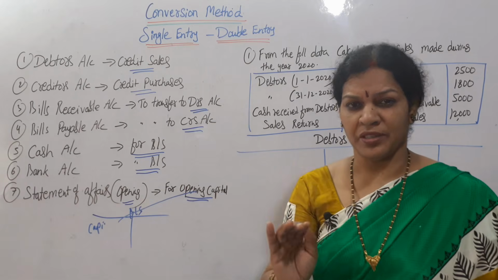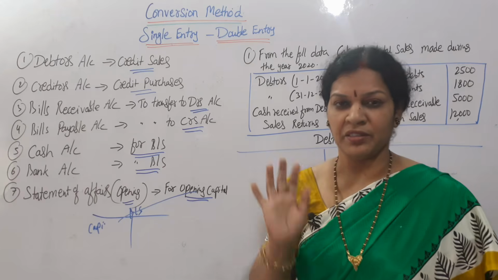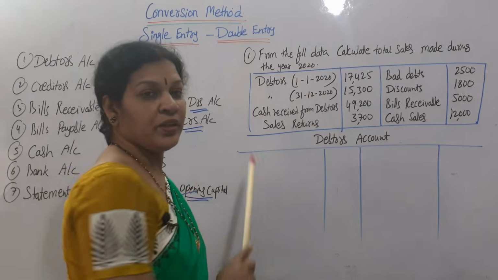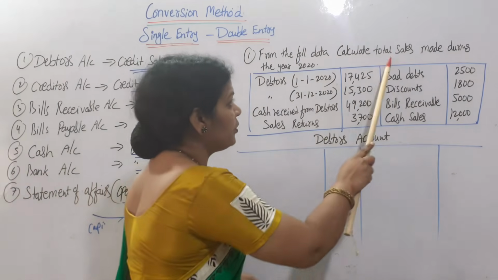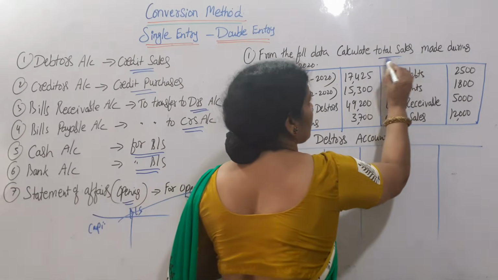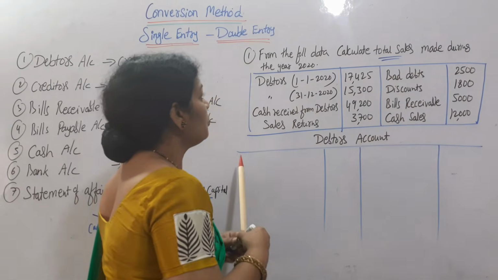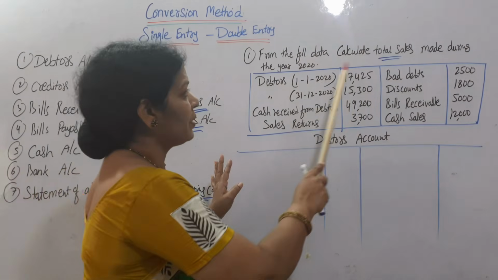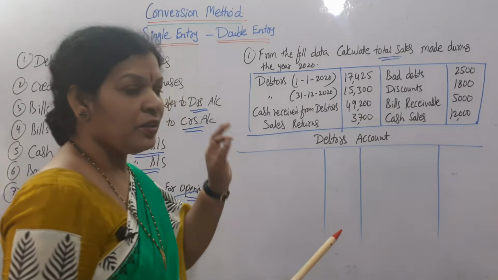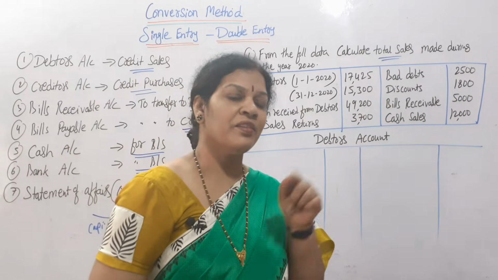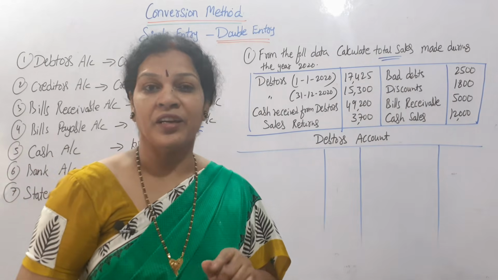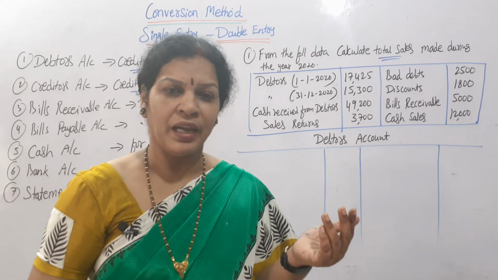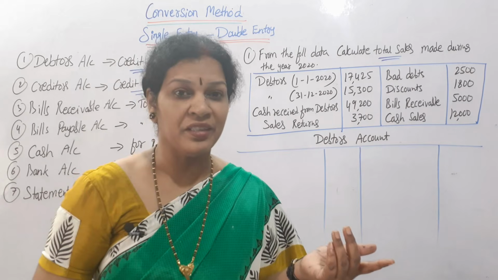To make you understand, I have taken a small problem in this class. See, this is the problem. From the following data, calculate total sales. Total sales made during the year 2020. We have to calculate the total sales. Sales, how do we get the sales? Sales are always related to the debtors, credit sales. Normal sales generally will be given. If cash sales are given, you have to find out the credit sales.